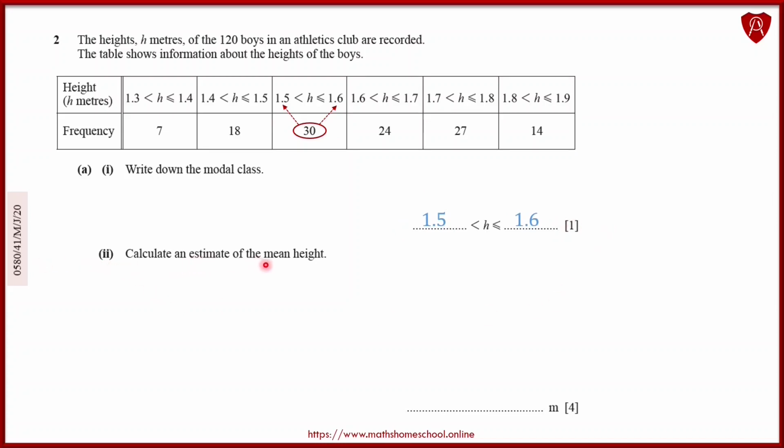Calculate an estimate of the mean height. To estimate the mean height, we need the midpoints of each class of H. For example, in the first class, we take the low number 1.3 and add it to 1.4 and then divide both by 2 to get the average, to get their mean. So 1.35 is the midpoint of the first class. We do the same for all the other classes.